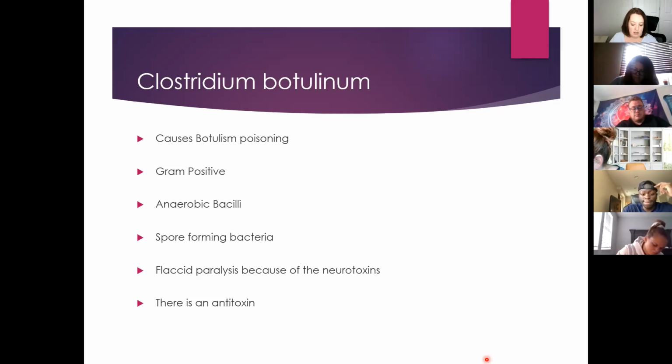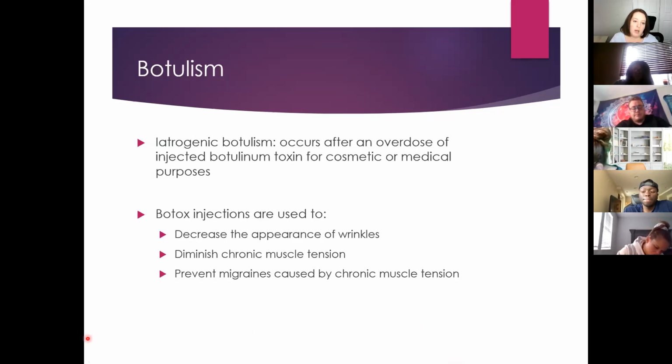There is an antitoxin that can be used to reverse these effects and help stop that bacteria from binding to those nerve endings. Botulism toxin is also used as Botox. That's what gets those muscles to relax in your forehead if you get Botox injections and relax those wrinkles. So you're actually being injected with botulism. We can see an overdose if there's too much injected.